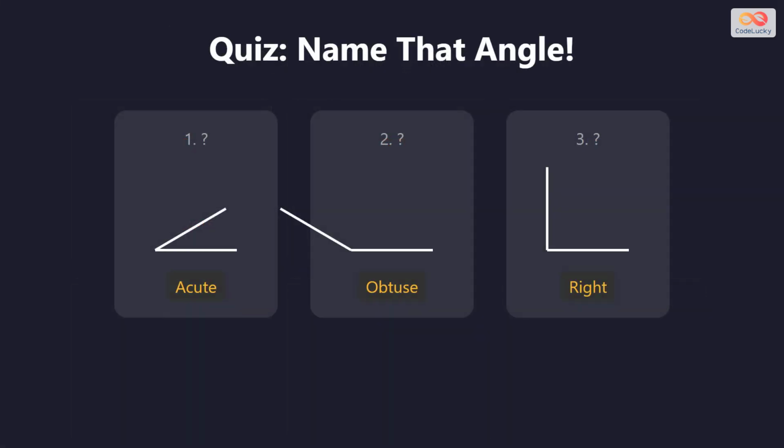Let's test your knowledge. Look at these three diagrams. Number 1 is a small, narrow angle. That is an acute angle. Number 2 is wide. That is an obtuse angle. And number 3 makes a perfect corner. That is a right angle.